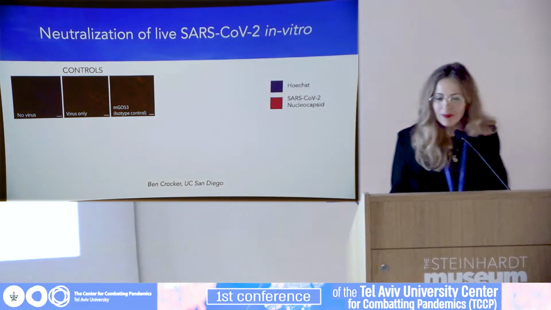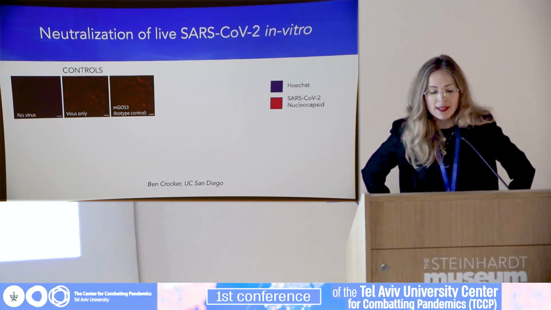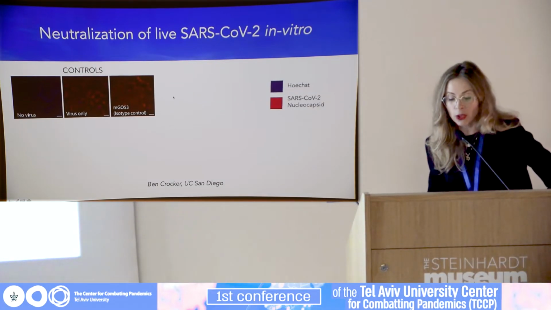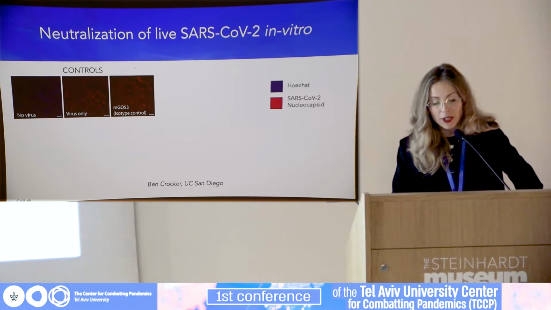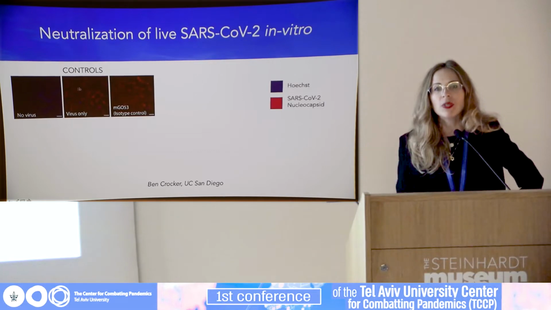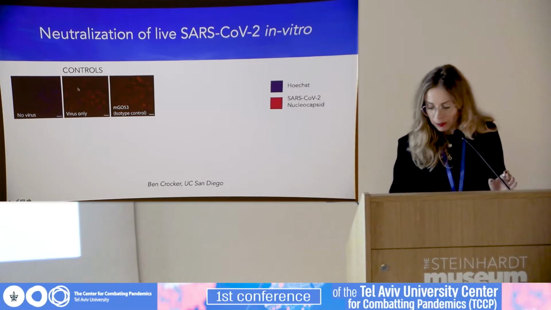Yeah. Thanks. So this assay was done in Vero cells, and you can see here the controls. It was done in San Diego by a collaborator, Ben Crocker. When the cells are healthy, there is no virus, you can see the blue staining. And when we infect them with the live virus, we can detect this red staining.